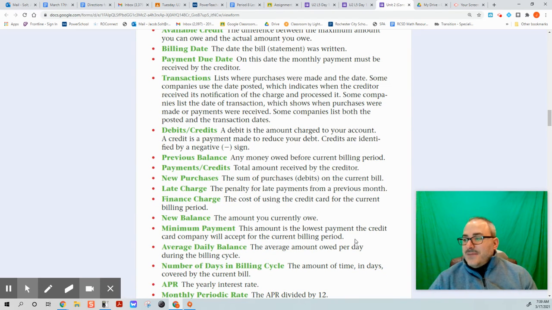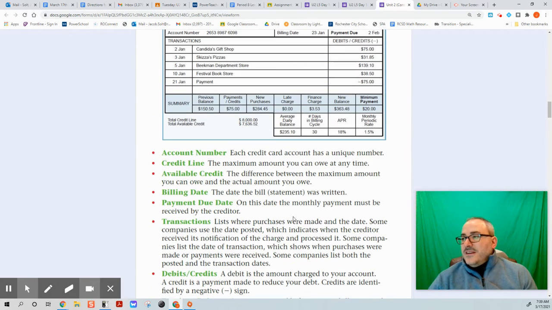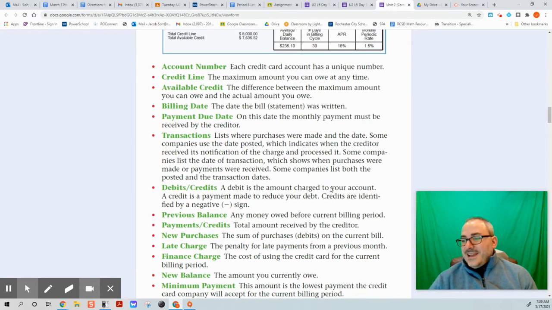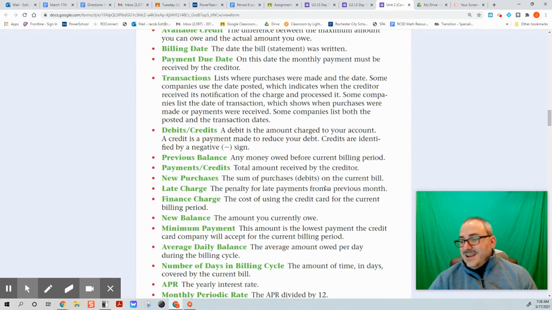The minimum payment is the lowest payment the credit card company will accept for the current billing cycle. Usually it's $20. If you owe a lot of money, that can go up. It can go as high as, well, I don't know how high it could go, but it can go up pretty high if you carry a big balance on your credit card.